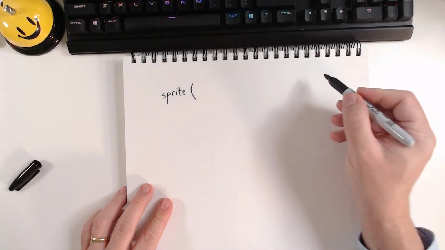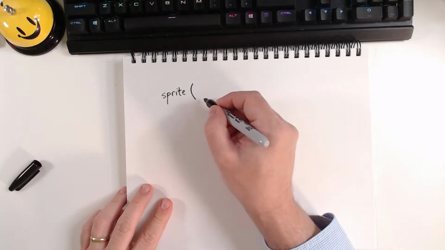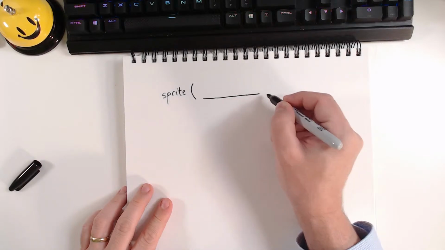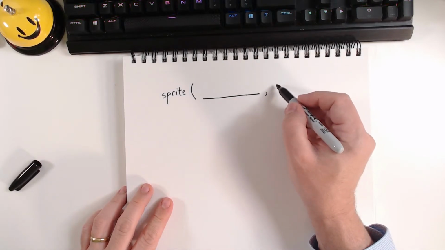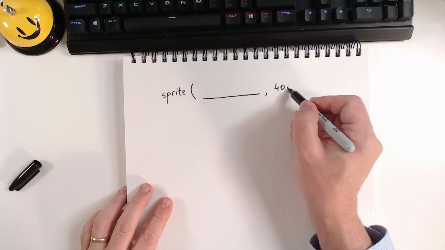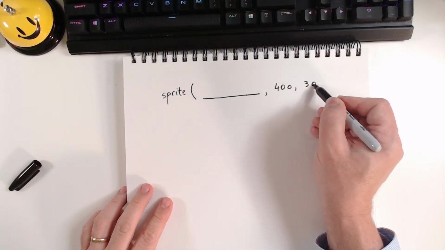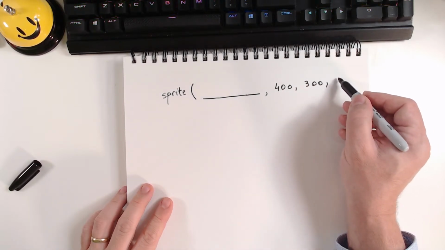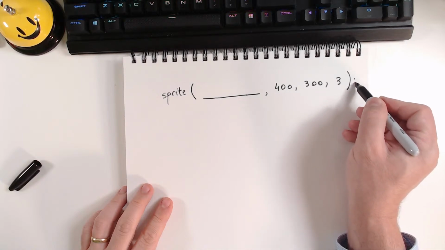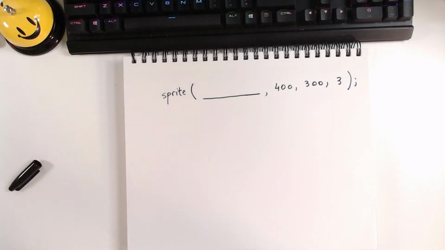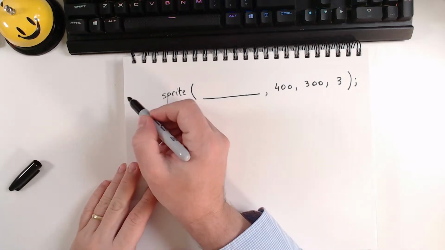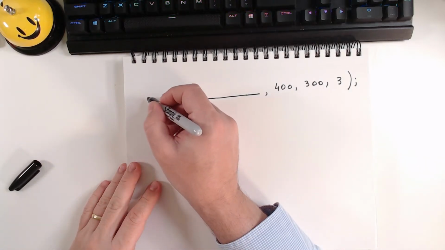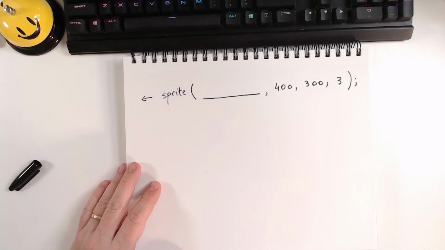And then in between parentheses, we have to specify the first argument here. And then here will be, for instance, the coordinates, like we put 400, 300, and perhaps a 3 here. All right, so that's all it takes to create a sprite. And this one will return it basically. So this one is returning the actual sprite.